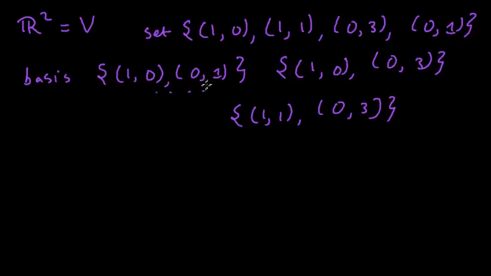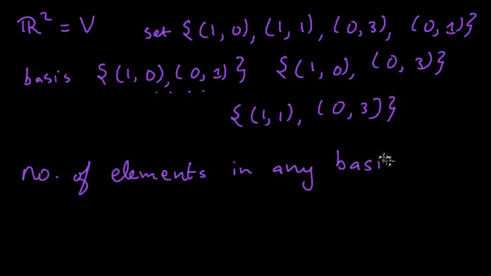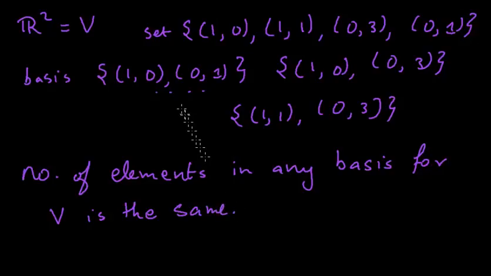(1, 0) and (0, 1), that's one basis. (1, 0) and (0, 3), that's another basis. (1, 1) and (0, 3), that's another basis. There can be many bases, but there is one thing common in all of them: the number of elements in any basis for V is the same. Here all these bases have two elements.